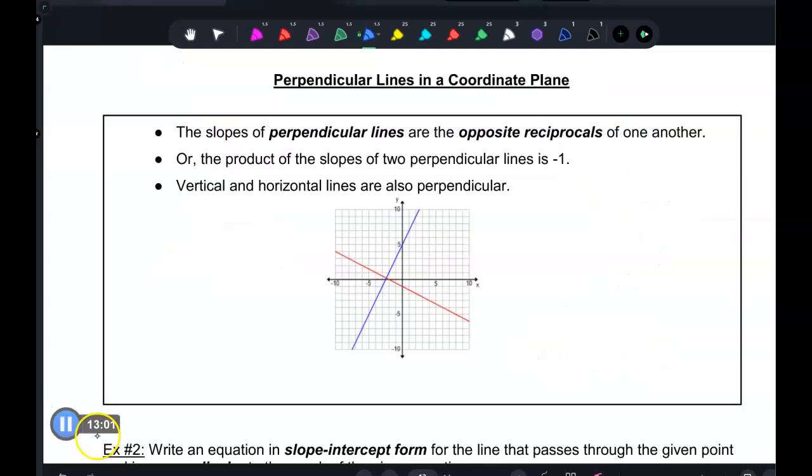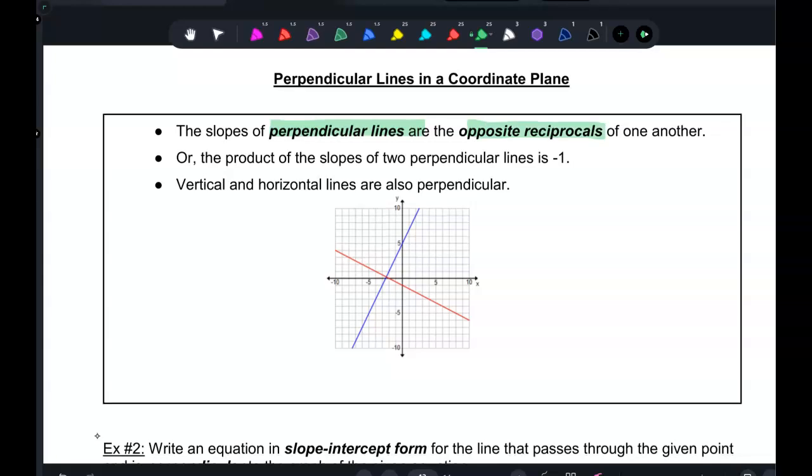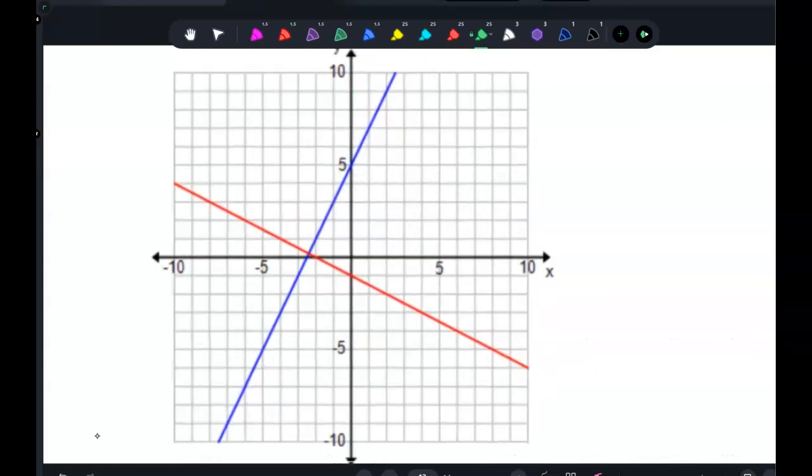I have a question. If they're perpendicular, can they have the same slope? No. Because they intersect at 90 degrees. So now the goal is not to have the same slope. It's not going to be the same this time. These are going to be opposite reciprocals. Okay, I'll explain what that means.